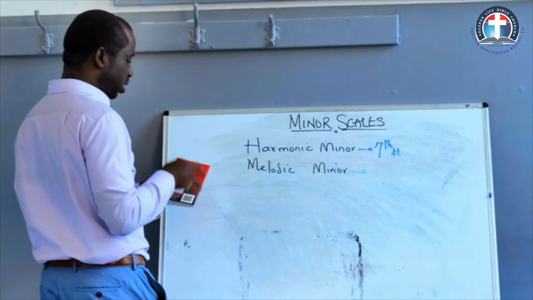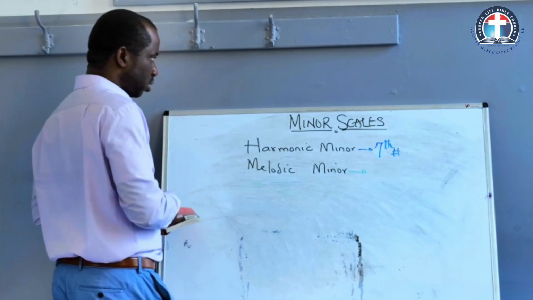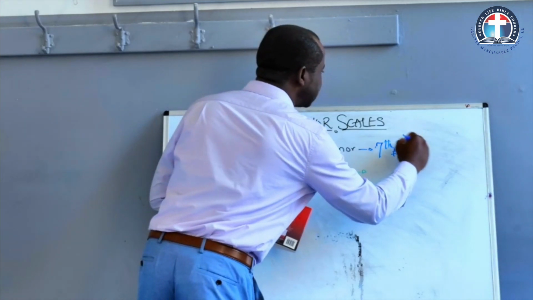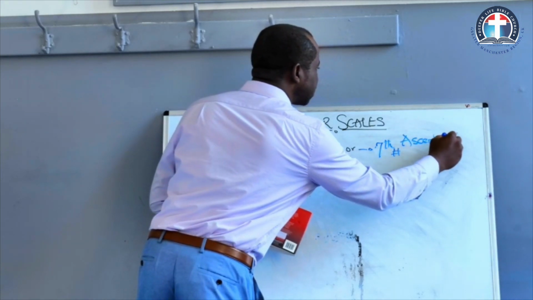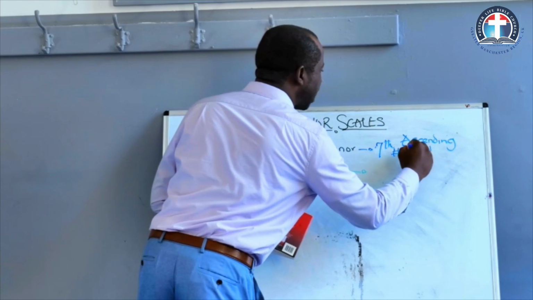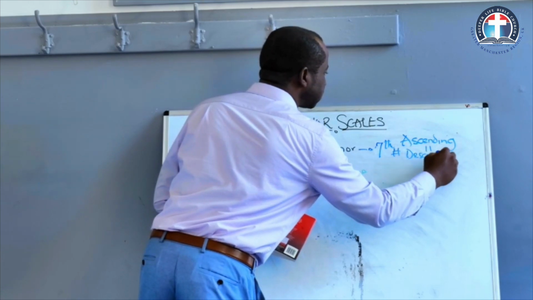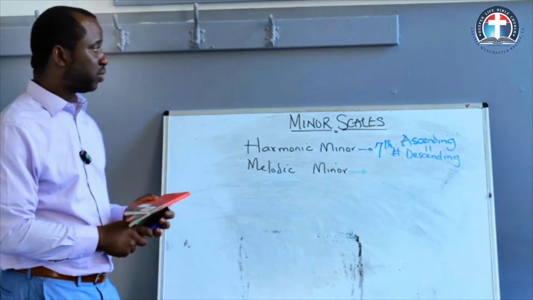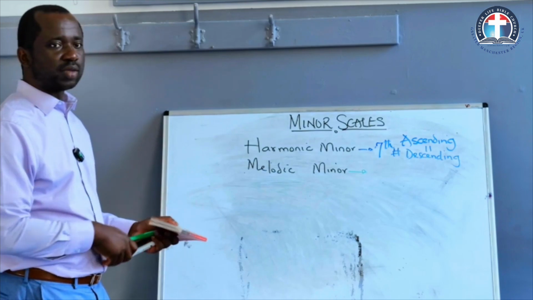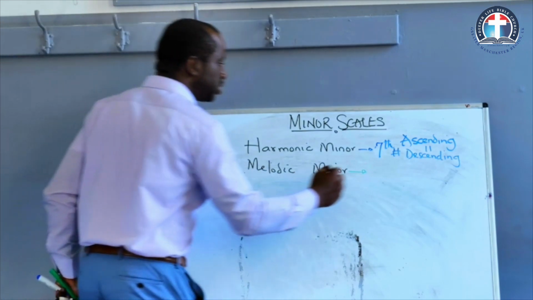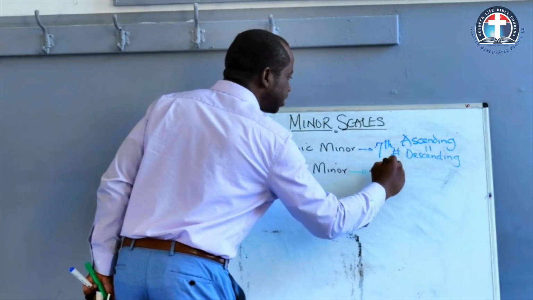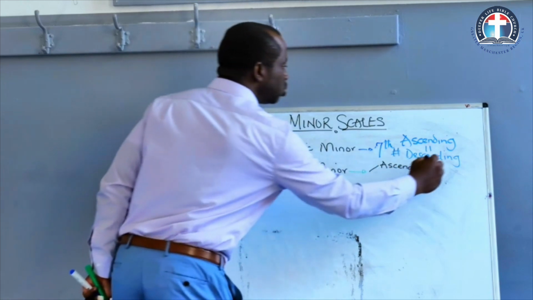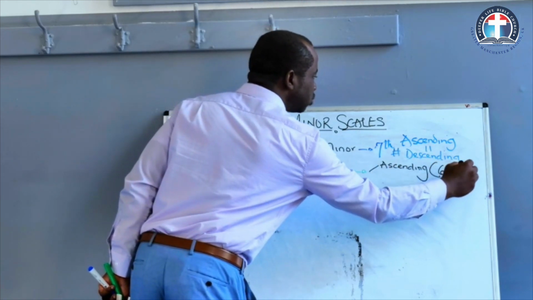And okay, let's go back to harmonic. For harmonic, ascending is the same as descending. Do we understand? Ascending is the same as descending for harmonic. But for melodic, that's where it starts getting a bit nuanced, okay? For melodic, ascending is different. In ascending, you sharpen the sixth and seventh notes.